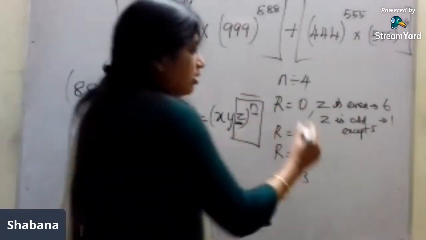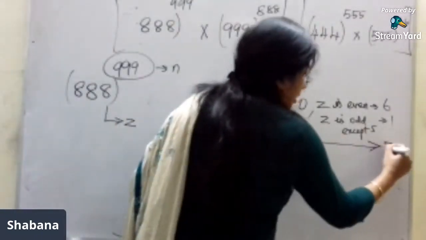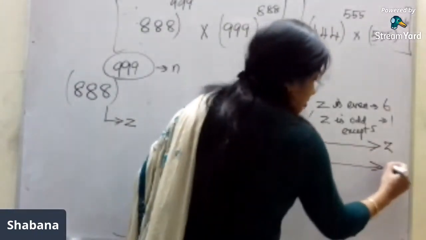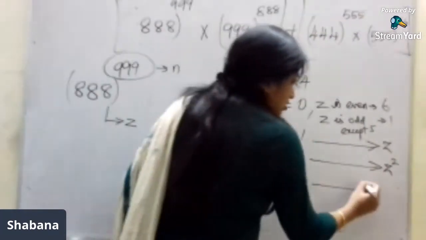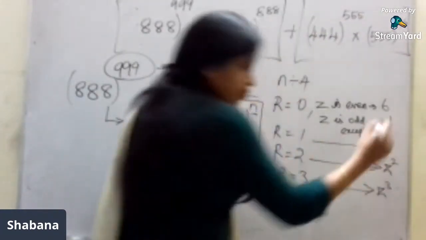If your remainder is 1, the last digit is z. If your remainder is 2, the last digit is z square. If your remainder is 3, the last digit is z cube.